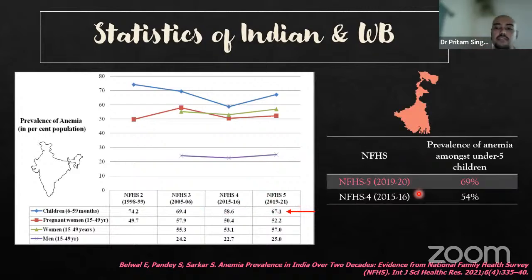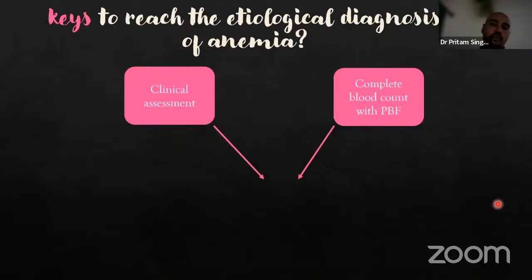If we see the statistics in West Bengal, again it reflects very similar data in the NFHS 5. The prevalence is around 70%, which has sharply risen from a frequency of 54% in the NFHS 4. So there is really something bothersome: the childhood anemia prevalence is increasing, both in the country as well as in the state of West Bengal.